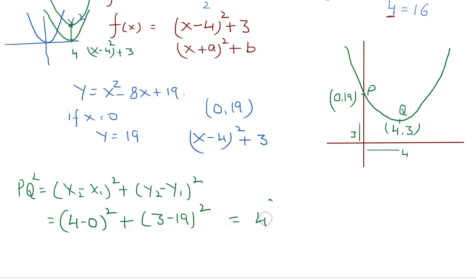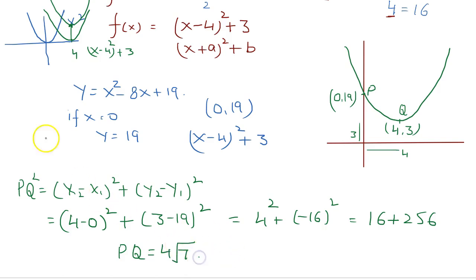So that is equal to 4 square plus minus 16 square. So that will be 16 plus 256. So PQ will be 4 root 17. So that is the length of PQ.